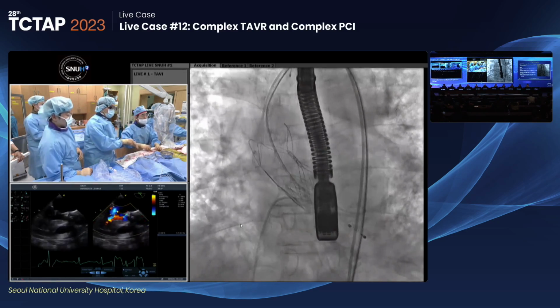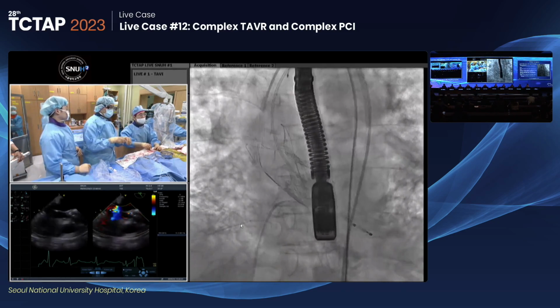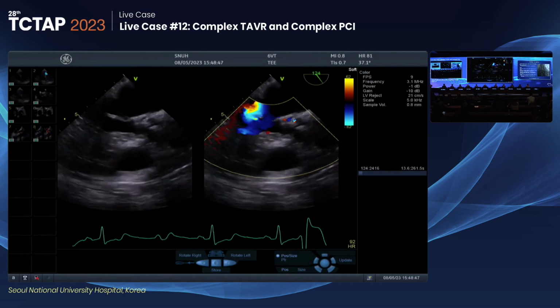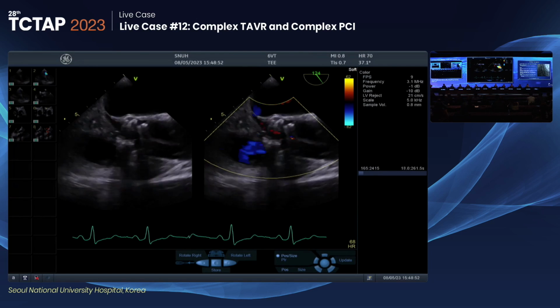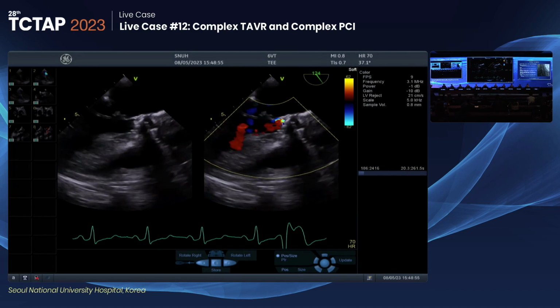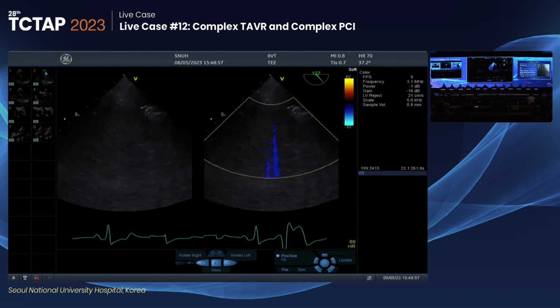There's paravalvular leakage on the superior side, I think, between the mitral valve and aortic valve. It is more than mild degree. I'll show you another short axis view.